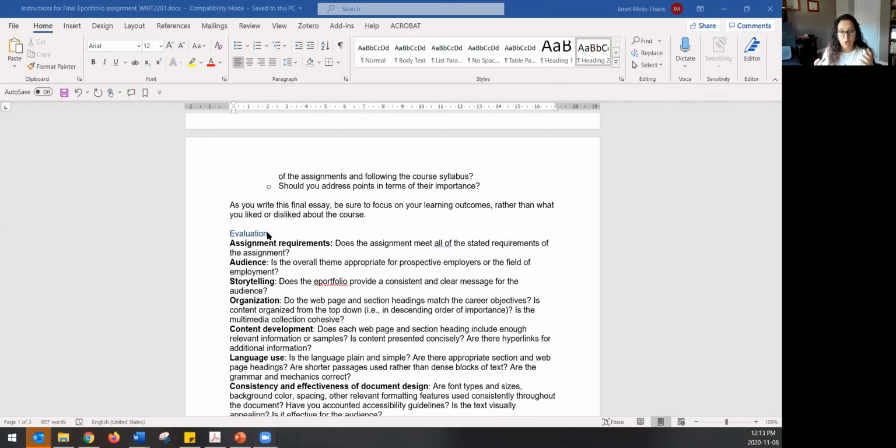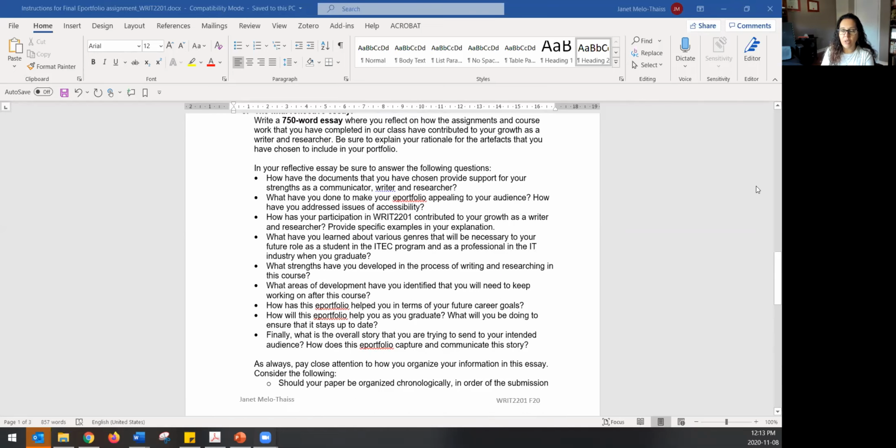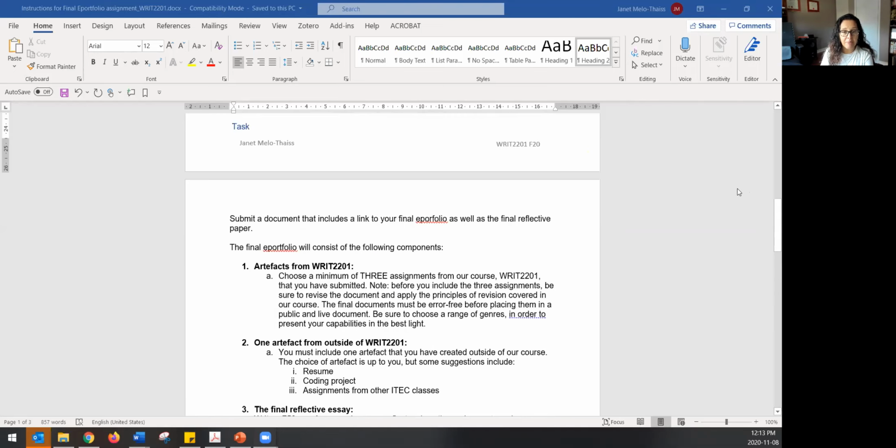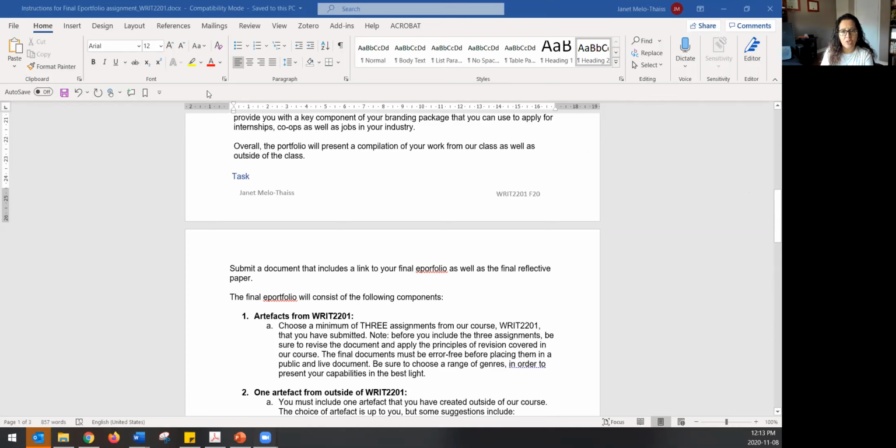Where have you grown? Where have you benefited? Where do you need to keep working on? All of us have areas of development to keep working on. That's part of the joy and challenge of living. So there you go. I'll let you guys go in and take a look at that assignment, and you can start thinking about what artifacts you're going to want to start cleaning up and revising before you post those. I'm going to stop sharing my screen here so I can go back to our lecture.